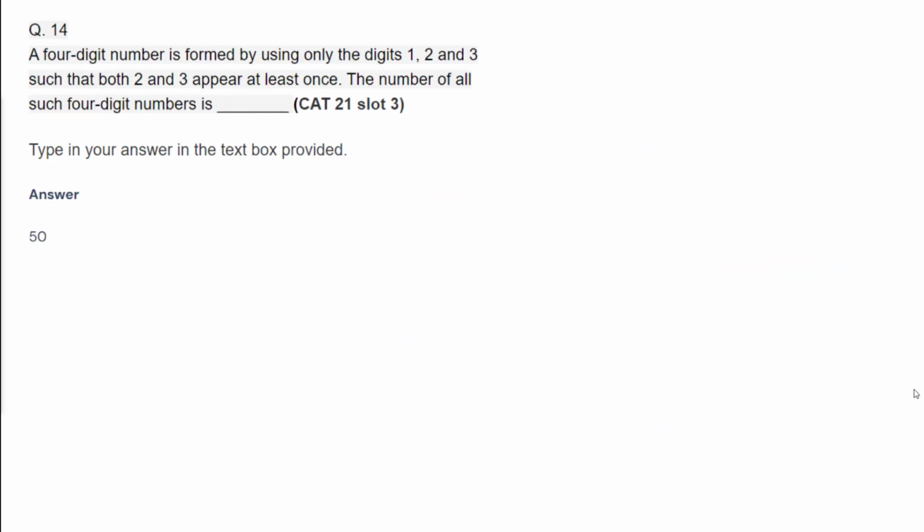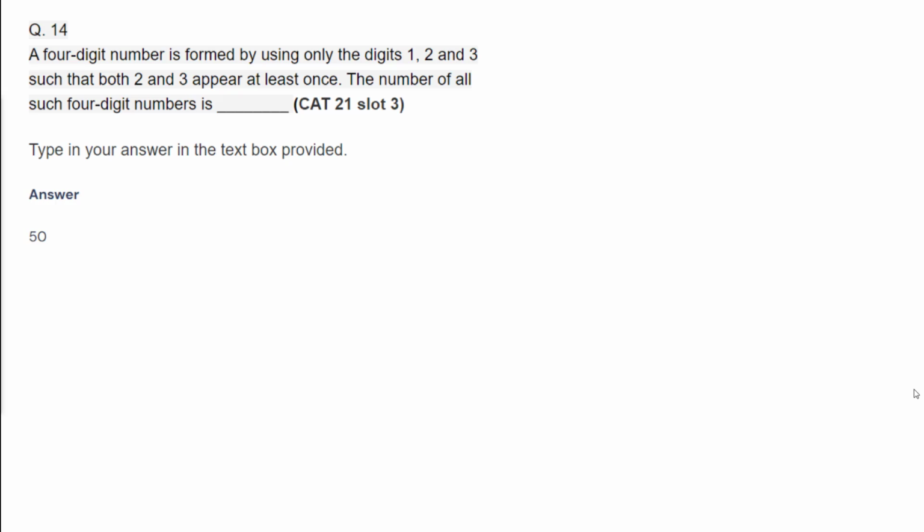Question number 14. A 4-digit number is formed by using only digits 1, 2 and 3. How many such numbers are there in which 2 and 3 appear at least once? The number of all such 4-digit numbers. So let's have a look at it.